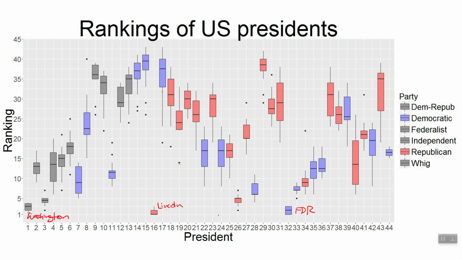All right, so it looks like consistently those guys have been ranked as some of the best presidents. Here's Jefferson doing pretty well. 26 is Teddy Roosevelt. He's also doing pretty well.